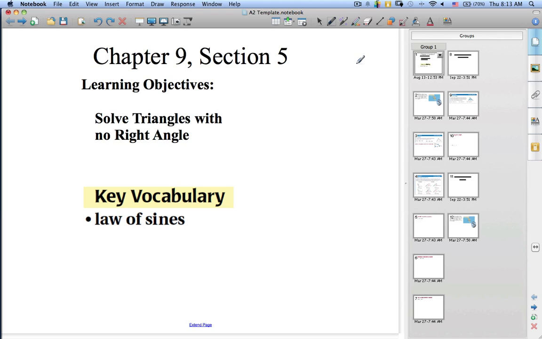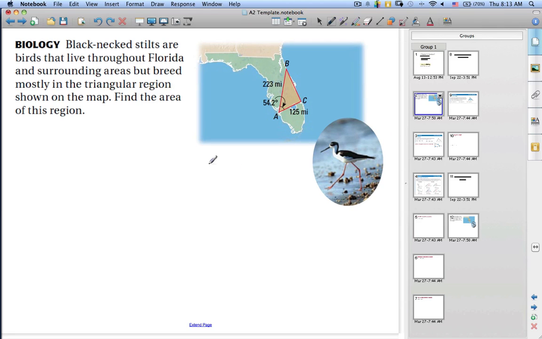So in section 5, we're going to start working with triangles that are not right triangles and work into some new skills on how we solve triangles that are not right triangles. Remember, the SOHCAHTOA, sine is opposite over hypotenuse, only works for a right triangle. Now we're going to work with triangles that aren't right triangles. Your vocabulary in this section is the law of sines, which I'll go into in just a moment. So what might we use this for?